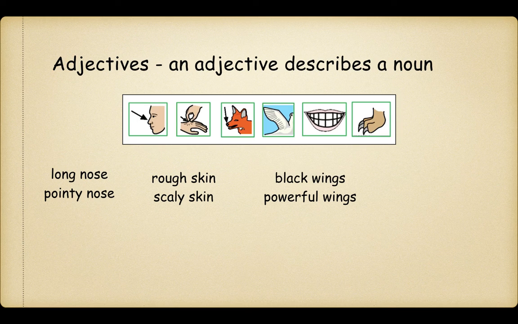And then here we have wings. Wings are the noun, and the adjective will be black. Wings, black being the adjective because it describes what colour the wings are. And the one at the bottom, powerful wings. So powerful describes how strong the wings are. And in this last group, the noun is teeth. So the adjective will be dirty. Dirty teeth and sharp teeth. They both describe the dragon's teeth.